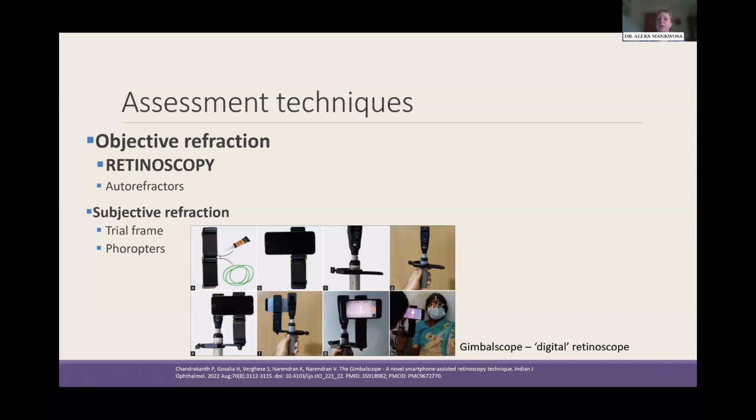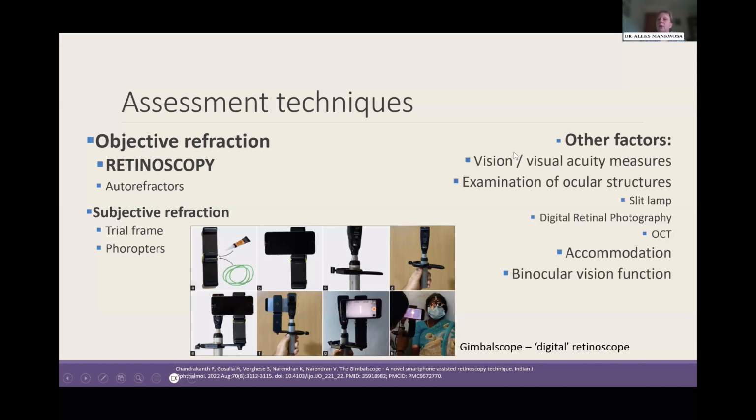If we think about subjective refraction techniques, well, there are two sides to this coin, because here we rely on the patient's input, so that allows them to tell us how their vision is responding to the changes that we are proposing. But we know that this can be a timely process.